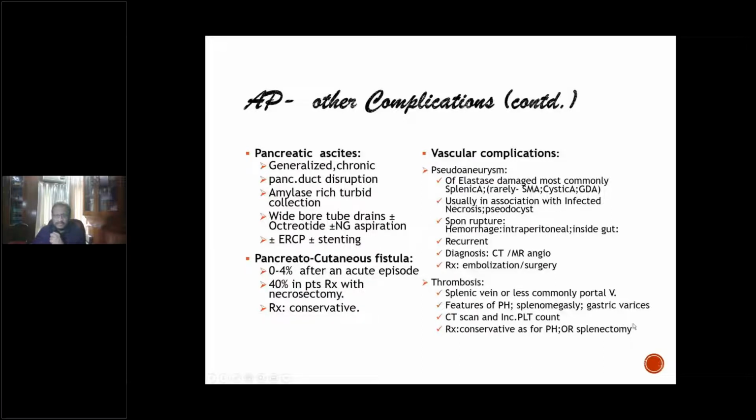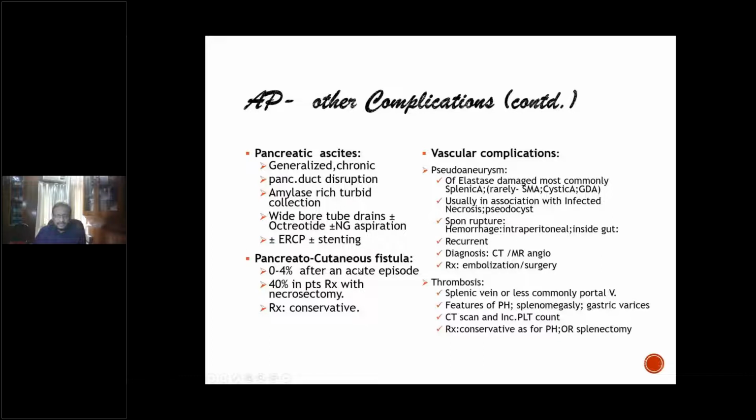If the patient has a pancreatic fistula after an acute episode, it is about 4%, not a very low percentage. It is 40% in patients treated with necrosectomy. So if you do a necrosectomy, the chances of having a pancreatic fistula jump almost 10 times. In an untampered acute episode, it is less than 4%. In a tampered, that basically means surgically intervened patient of acute necrosis, you have a 40% incidence of pancreatic fistula. Management is very difficult.